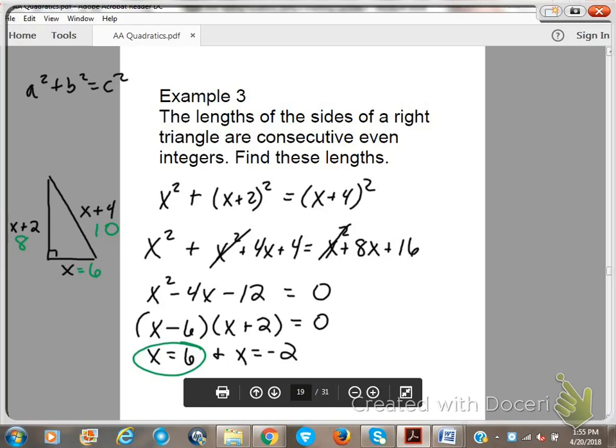Everybody okay with how we set up the picture? Yeah. Set up the equation diagram here. Okay.